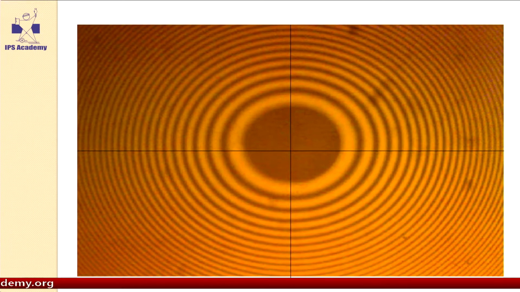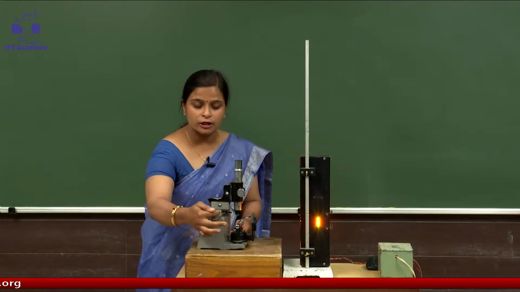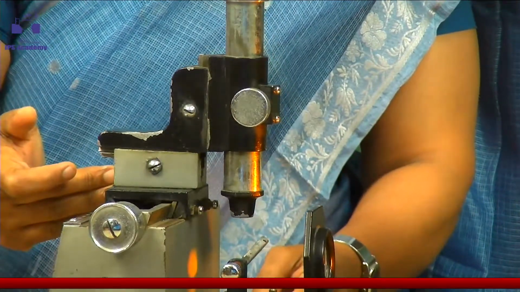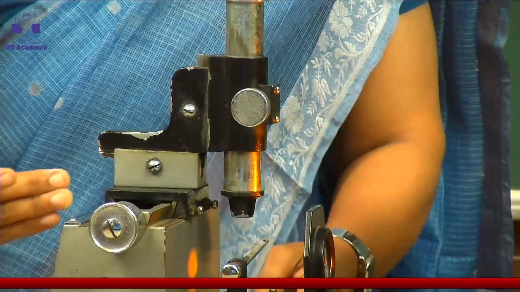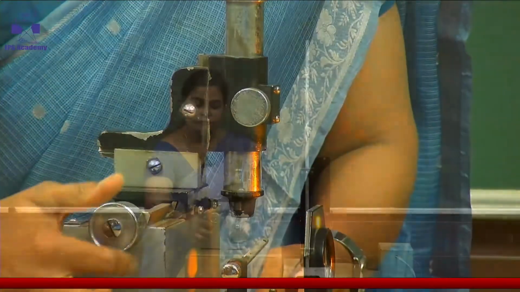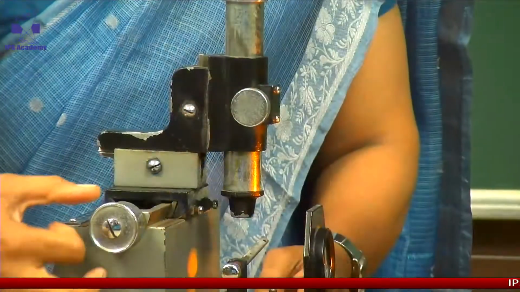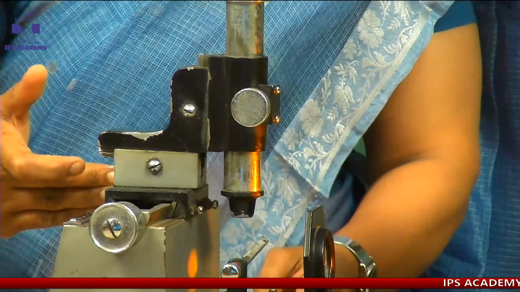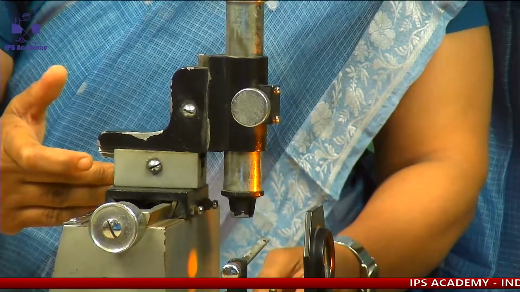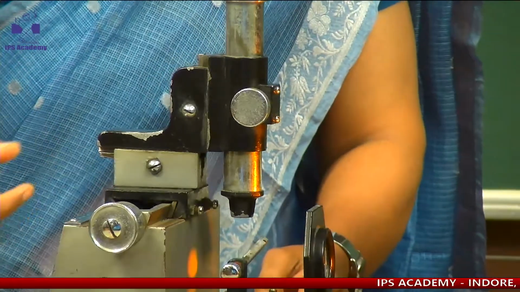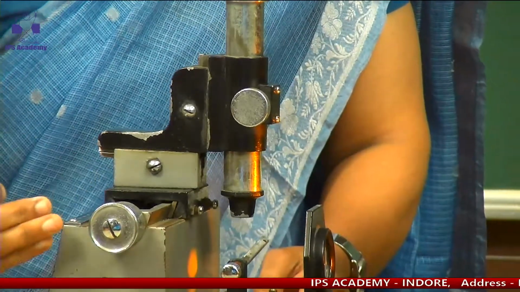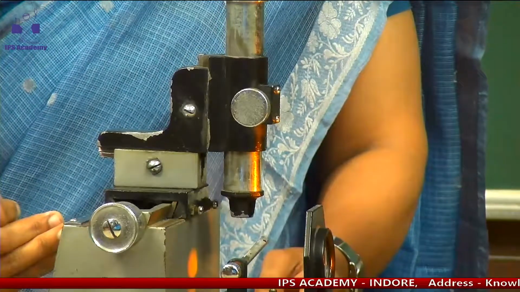By revolving this circular scale, we will move towards the left hand side and right hand side of the ring. When you move this circular scale in the clockwise direction, we will move towards the left hand side of the ring, and when we move it in the anti-clockwise direction, we will shift towards the right hand side of the ring.